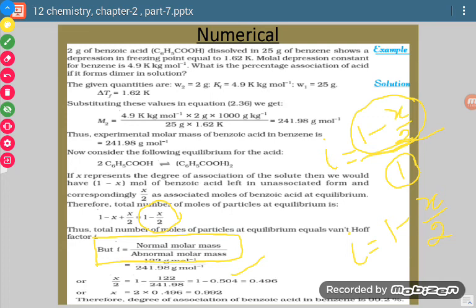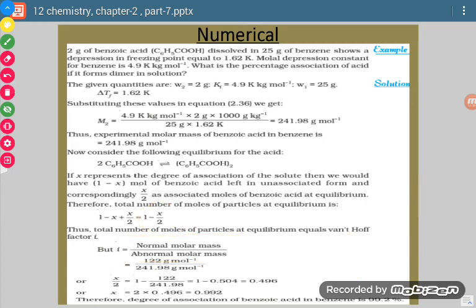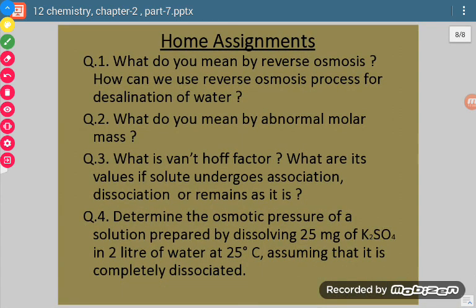Now the i value we have calculated, and from this we will calculate the value of x. So if we rearrange, then the x value comes out to be 0.992. So 0.992 can be written as 99.2%. So this becomes the degree of association in the case of benzoic acid. Now on the basis of whatever we have studied, you have to solve these home assignments. Okay, thank you.